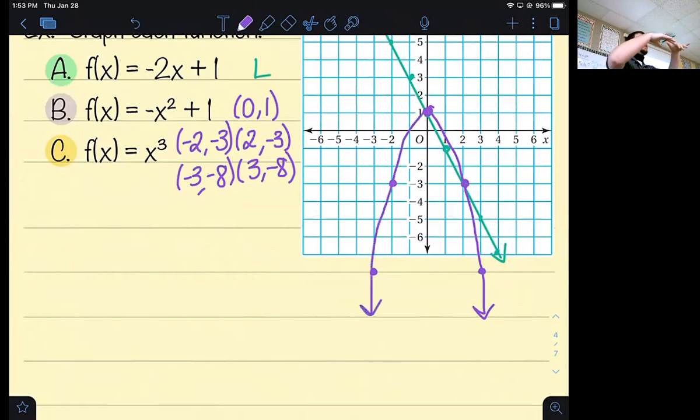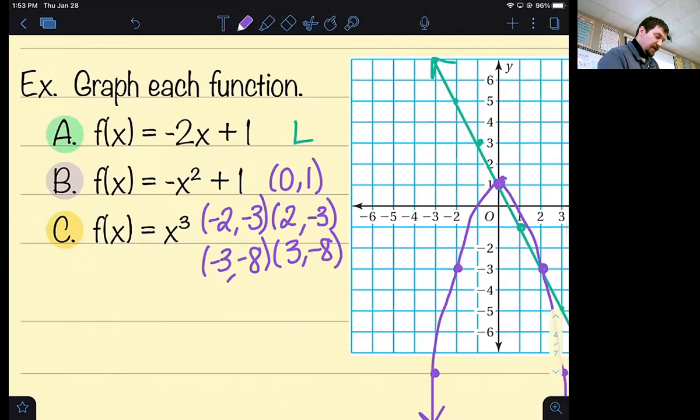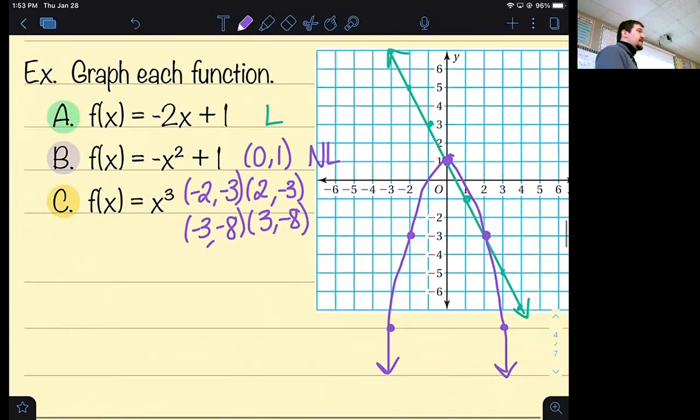And it's a parabola flipped upside down because of that negative right there in front of the x. It changed the direction the parabola opened, so that one's definitely nonlinear. Let's use maybe NL as our abbreviation for nonlinear. How about example C? Is that one going to be linear? No, right? It's got an exponent there other than 1.